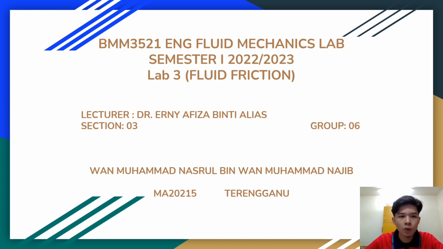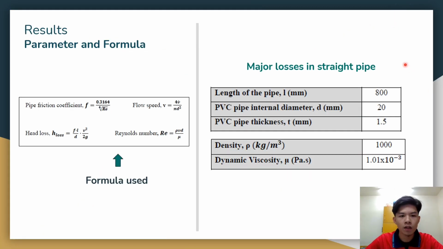So I will continue the presentation for our lab 3 fluid frictions for the results and discussions. Okay, the first one is the parameter and the formula. So the formula we use is such as the pipe friction coefficient, flow speed, head loss, and the Reynolds number. And the parameter that we use is such as the major losses in straight pipes, which is the length of the pipe, the PVC pipe internal diameter, PVC pipe thickness, density, and also the dynamic viscosity.